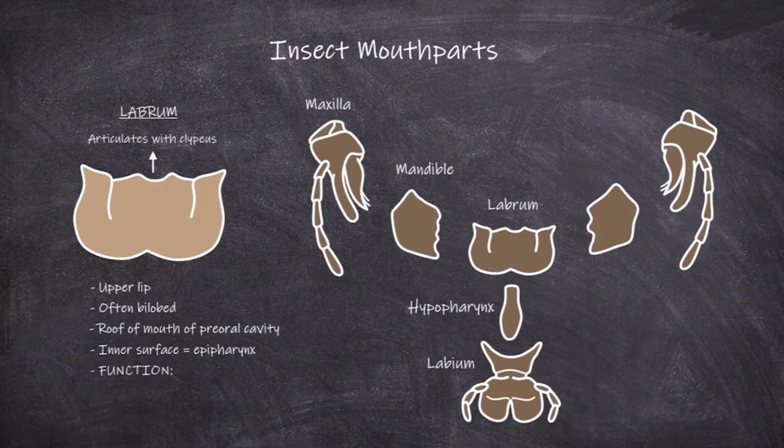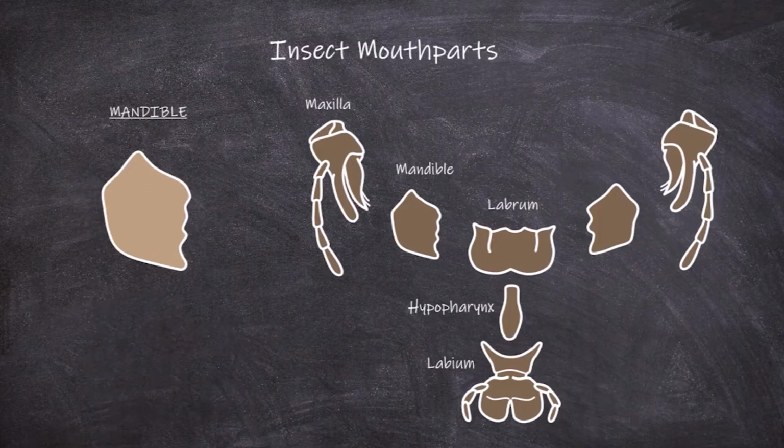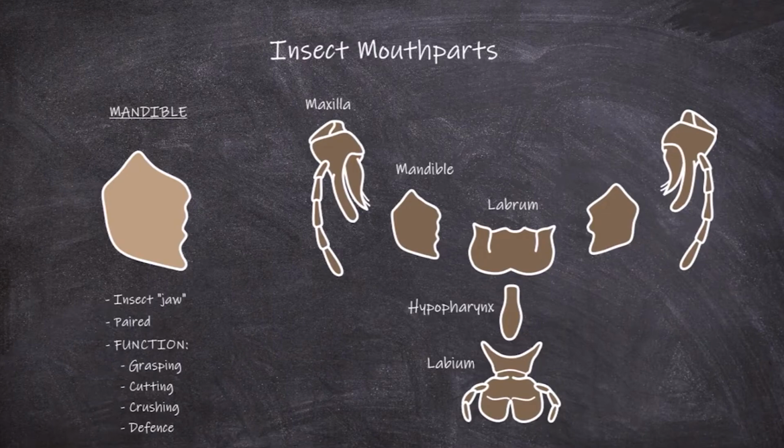The function of the labrum is in helping pull food towards the mouth and hold it in position whilst the insect is feeding. The mandibles are also known as the insect jaws. They are paired structures. One is found on each side of the head. They function in grasping, cutting, and crushing food. They can also function in defense of the insect against predators or competitors.